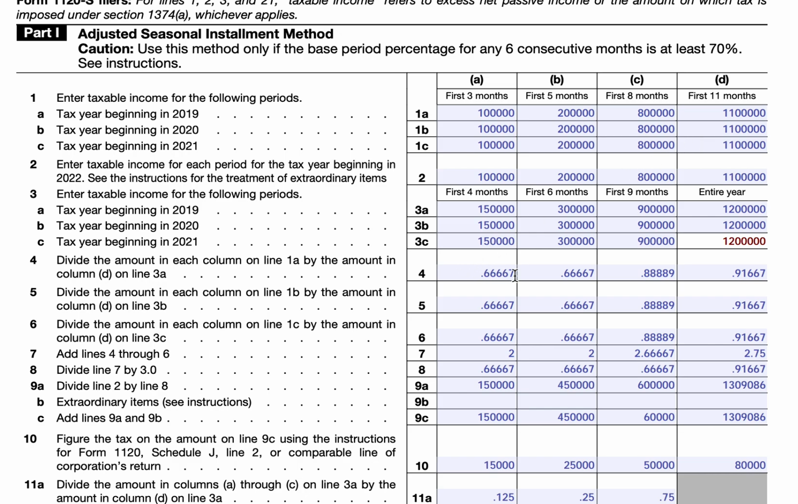So in line 4, we're going to divide the amount in each column on line 1A by the amount in column D on line 3A. So line 1A, and you know what, I pre-filled this with incorrect information, so bear with me while I rectify this.